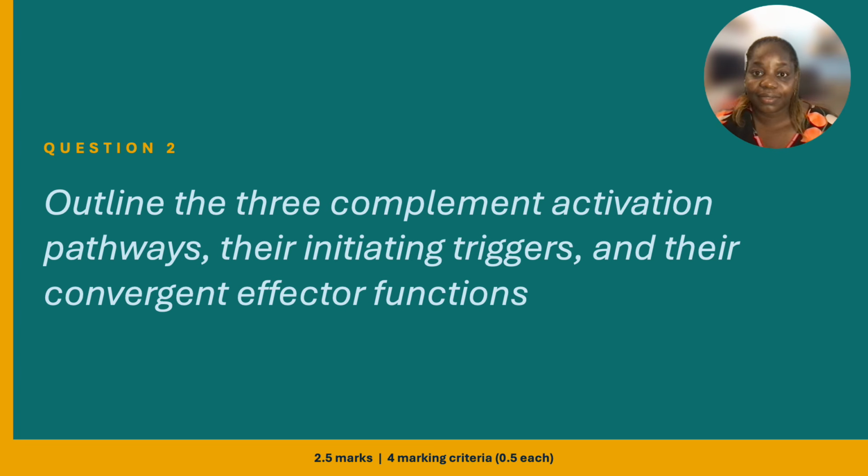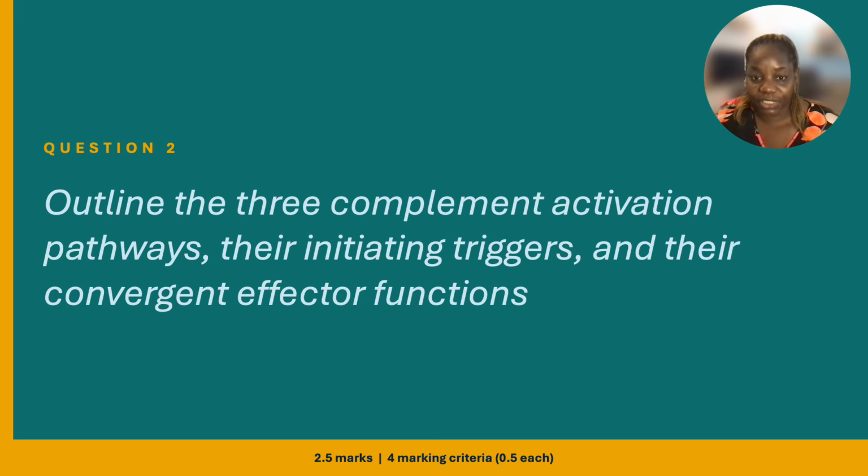So outlines that are too superficial. For example, "the classical pathway is activated by antibodies" with nothing further, you will get less than the dedicated marks. It's not just about mentioning generally that antibodies will activate the classical pathway, but which antibody precisely, which molecule exactly.